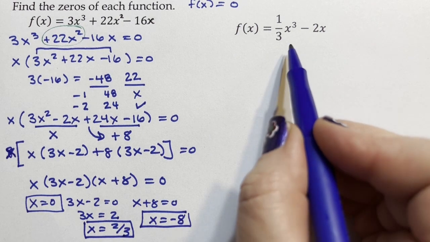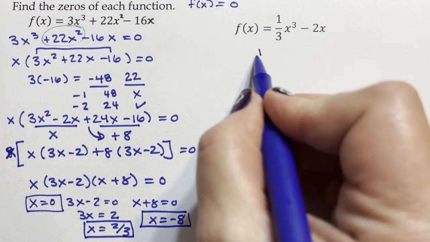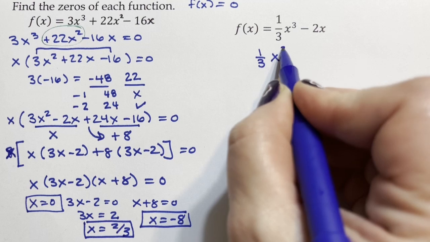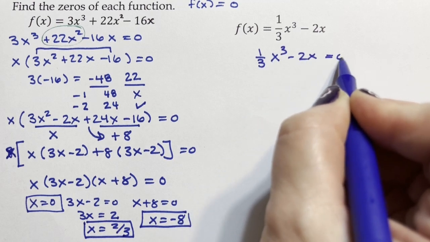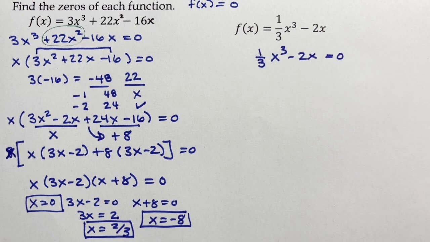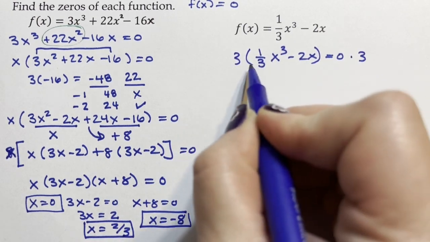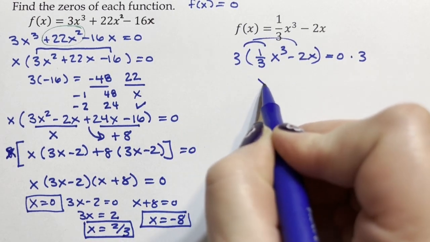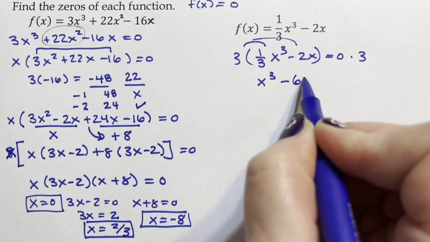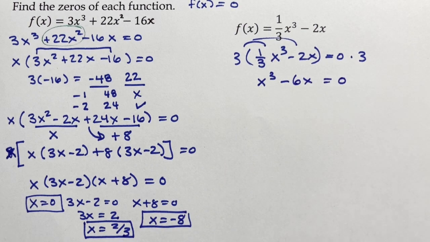All right, over here, same deal. 1/3 x cubed minus 2x equals 0. You don't have to do this. I'm going to clear my fraction. I'm going to multiply both sides by 3, and I'm going to distribute this, and I'm going to get x cubed minus 6x equals 0, and I don't have a fraction.